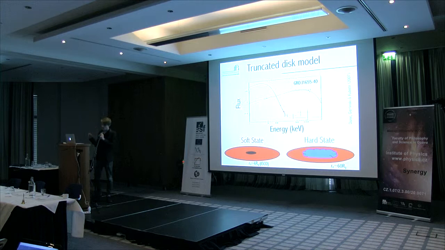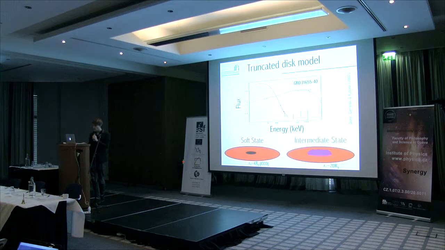where the hot electrons inside this inner flow Compton upscatter photons from the disk, and also self-produced photons from cyclosynchrotron processes, to make this power law with a high energy cutoff. Then you get reflection features when photons from this inner flow reflect off the outer disk. In principle, you can then explain the evolution in spectra just by changing the truncation radius.